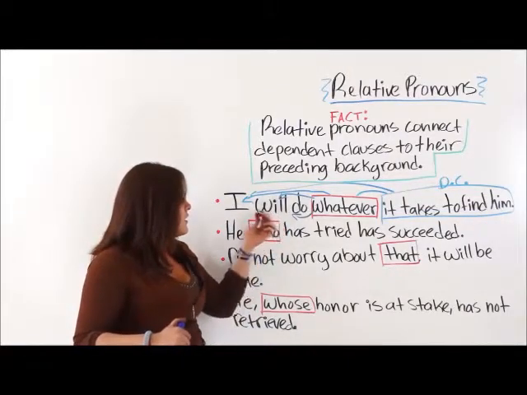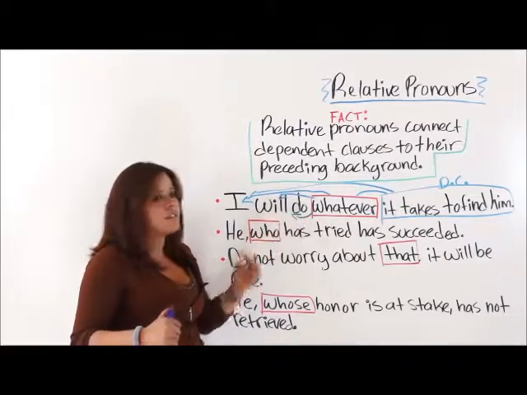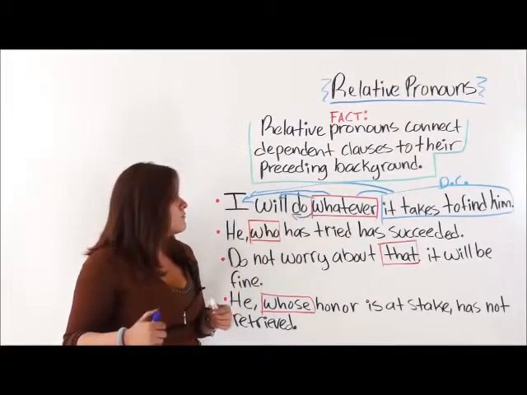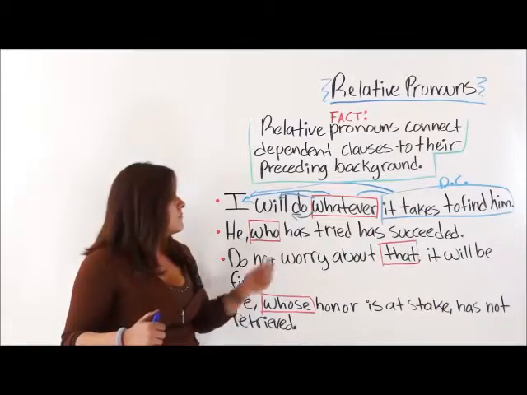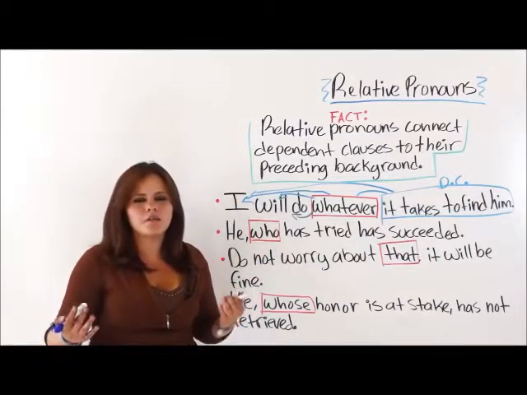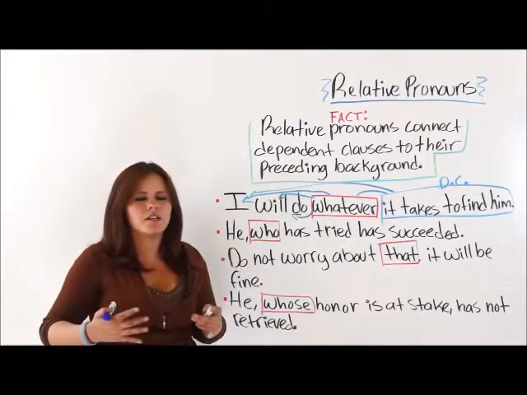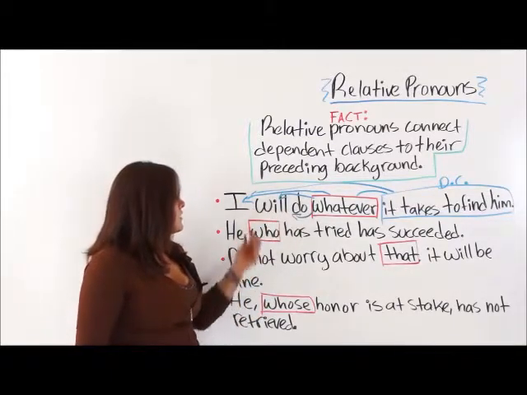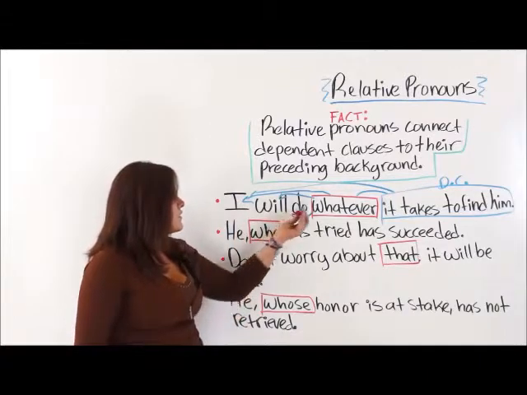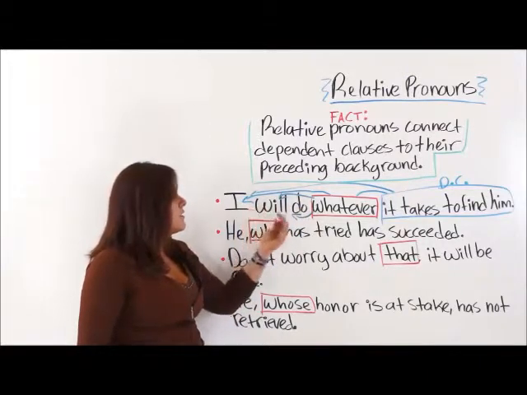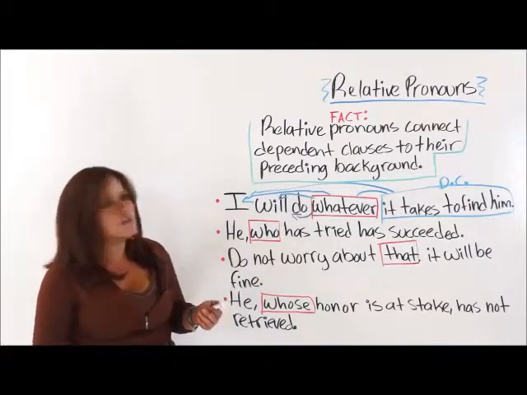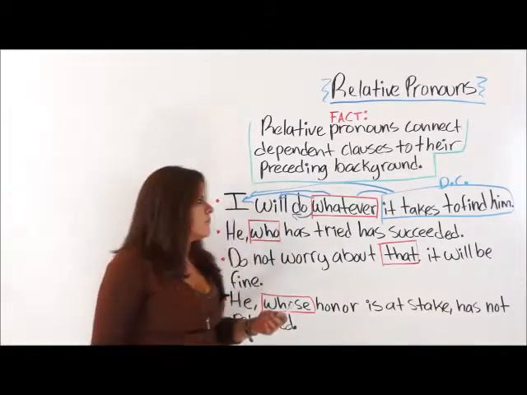Because as you can see, this here is not an independent clause itself. I will do whatever. To have an independent clause, it must have a predicate and it must have a subject. I will do has a subject and a predicate, but the rest has no subject. Do whatever it takes to find him makes more sense.